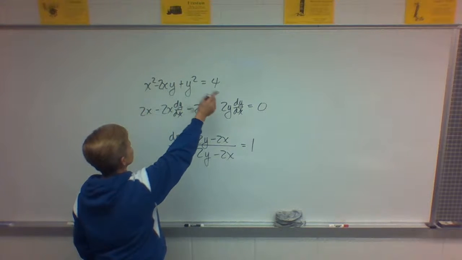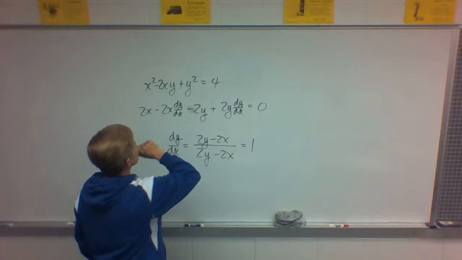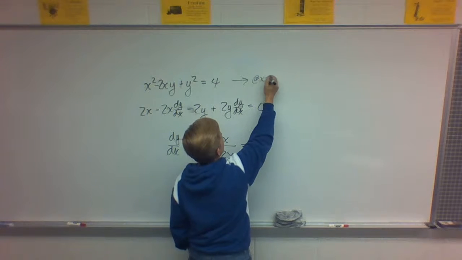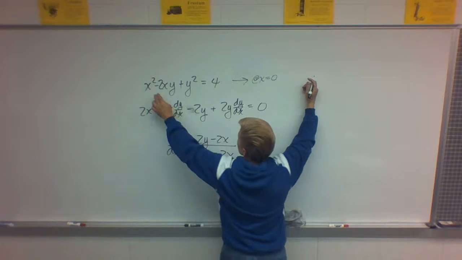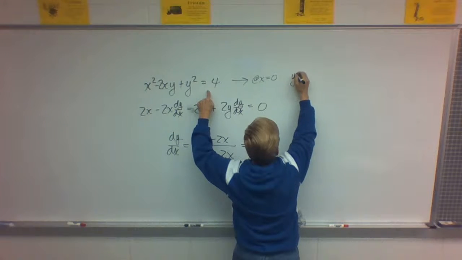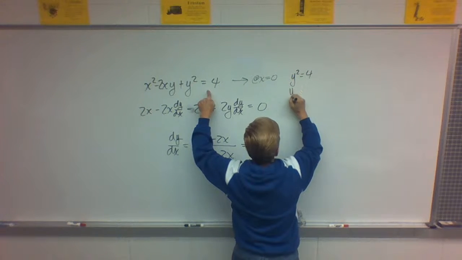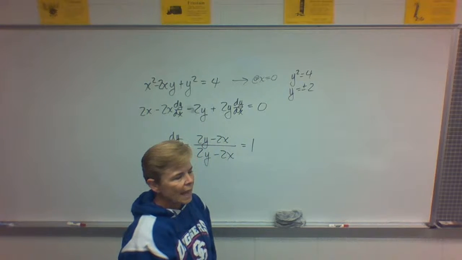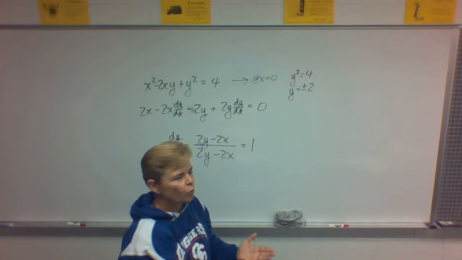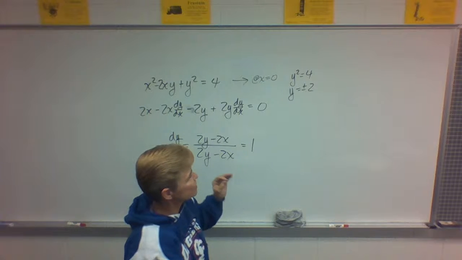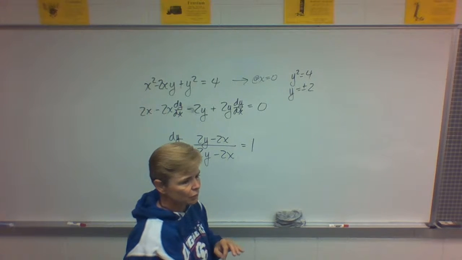So we come back to the function itself. If I let x be 0, what does this thing turn into? The negative 2xy goes away. You get y squared equals 4, which is 2. No, it isn't. Plus or minus 2. How can you have a line whose slope is 1 that has a point on it that is 0, 2, and another point that's 0, negative 2?